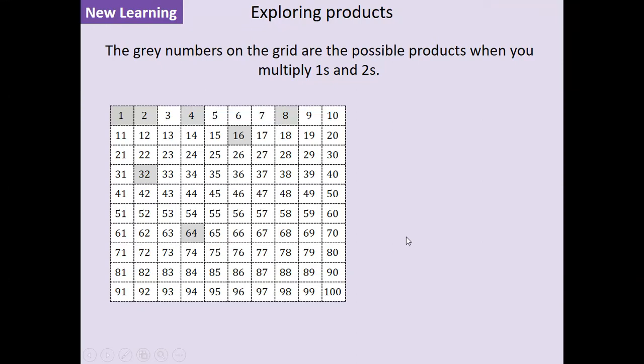Here we have a 100 grid. The grey numbers on the grid are possible products when we multiply ones and twos. Well, first of all, what do I mean by product? The product is the result of multiplying numbers together.